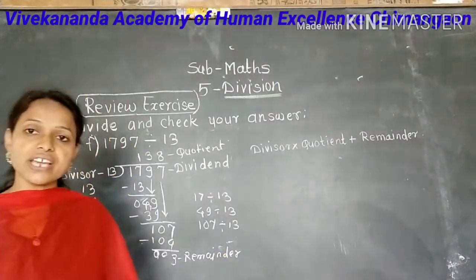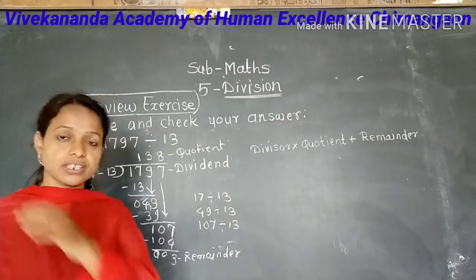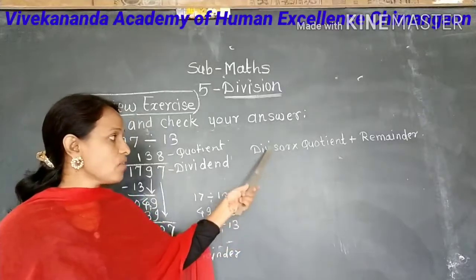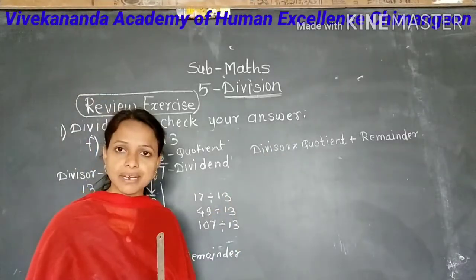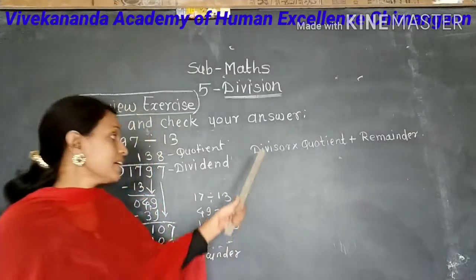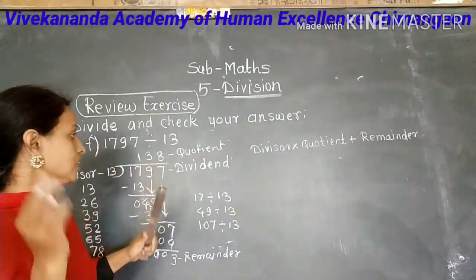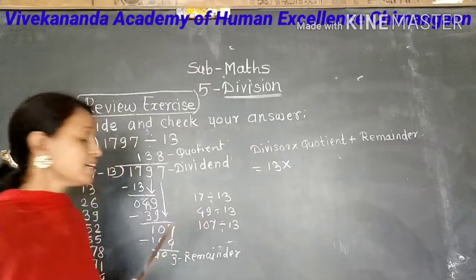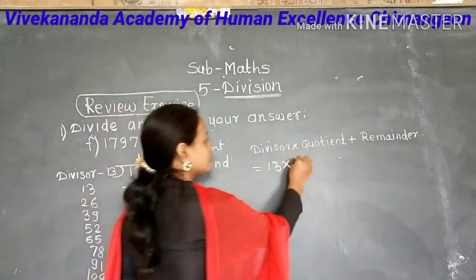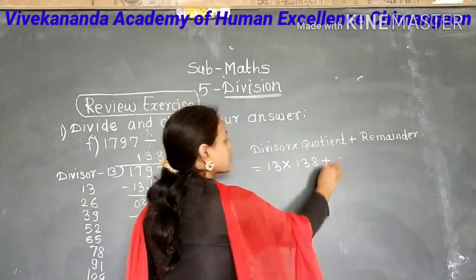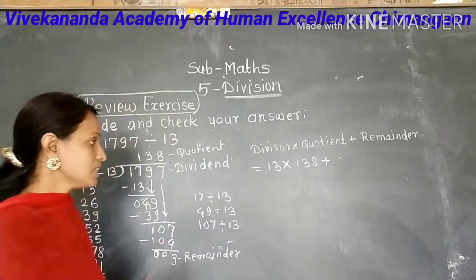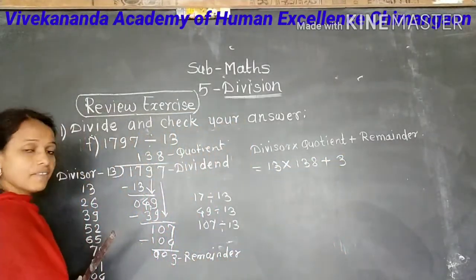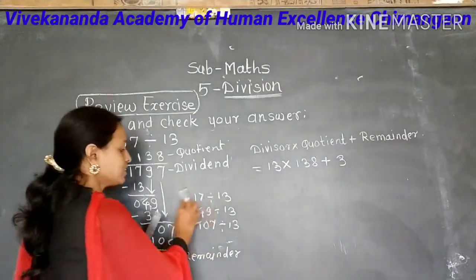Now we'll check our answer by division algorithm. Divisor into quotient plus remainder. Now we will put the values of divisor, quotient and remainder in the division algorithm. Divisor 13, quotient 138 plus remainder 3. Now we will multiply 138 by 13.